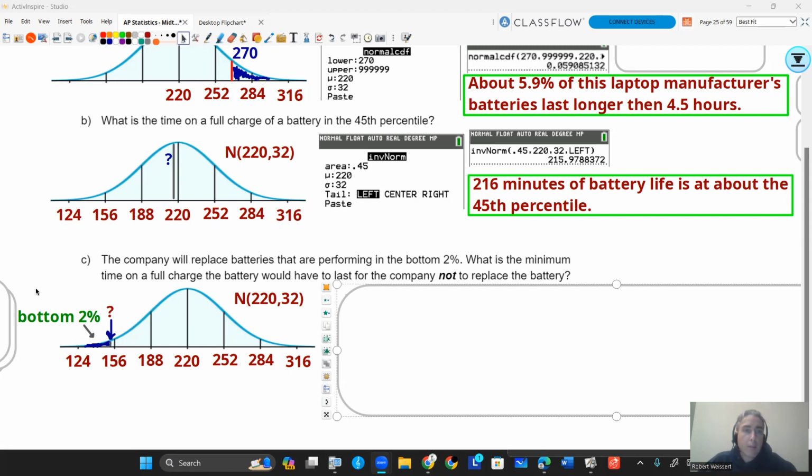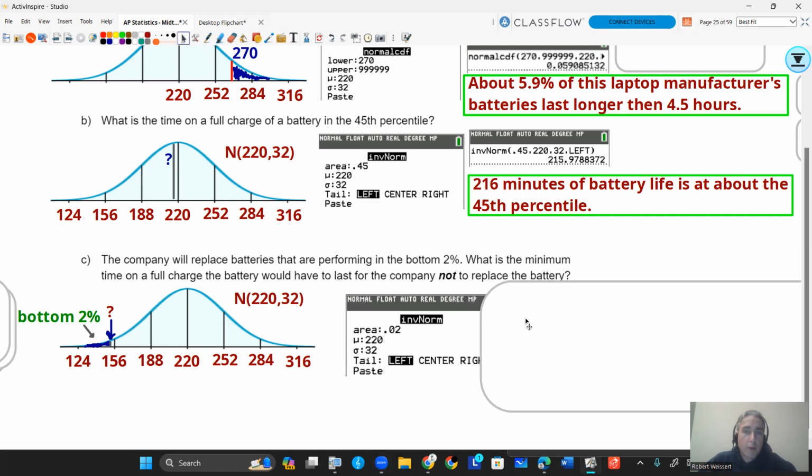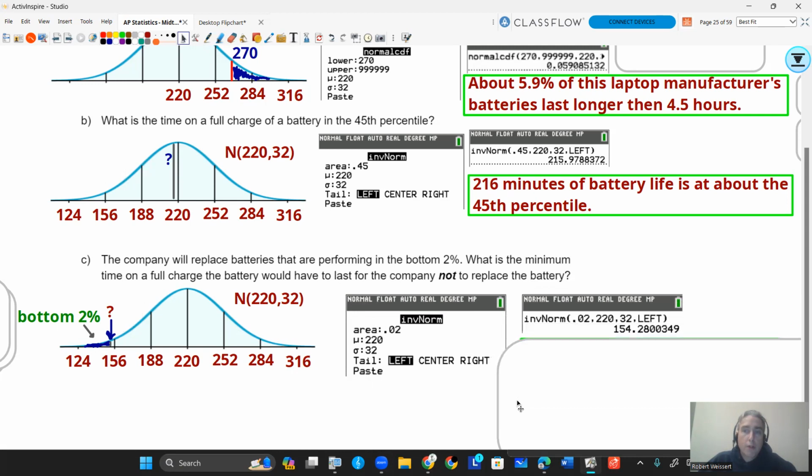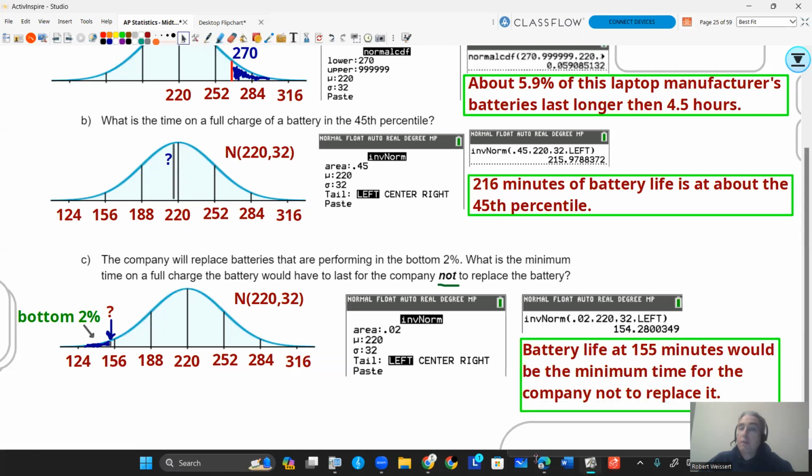So once again, since I'm giving a percentage, I'm going to utilize the inverse norm. We're going to go into inverse norm and we're going to put in 0.02. You're going to make sure you're going left. The default on calculators is left if it doesn't say so. You're going to get a value of about 154.28. Now that's within the bottom 2%, so I'm going to round up to 155 because we're looking at when they're not going to replace the battery. And they're going to replace the battery here. They're not going to replace the battery in all of these. So what I would say in this problem is battery life at 155 minutes would be the minimum time for the company not to replace it.